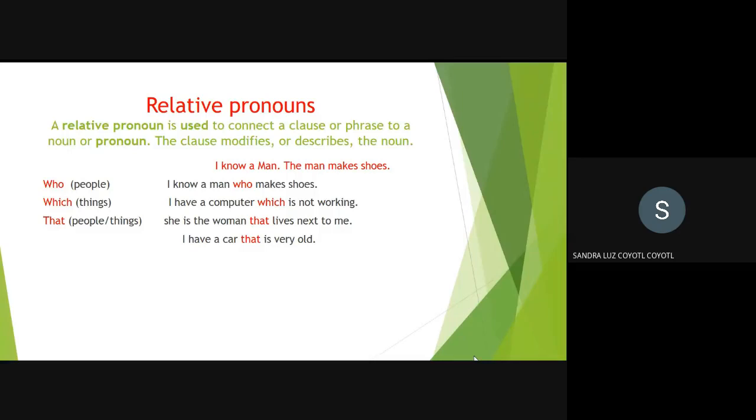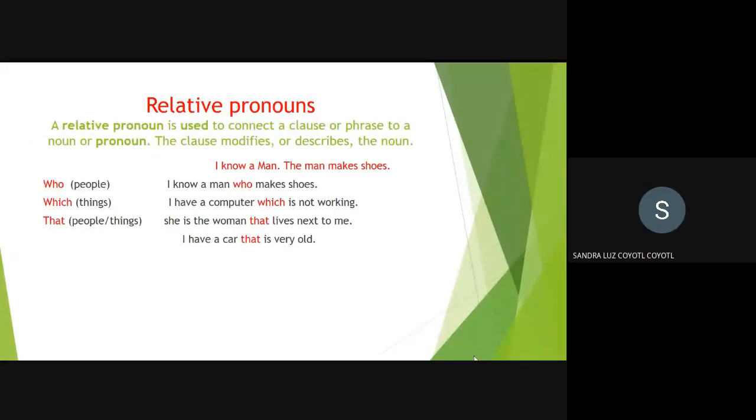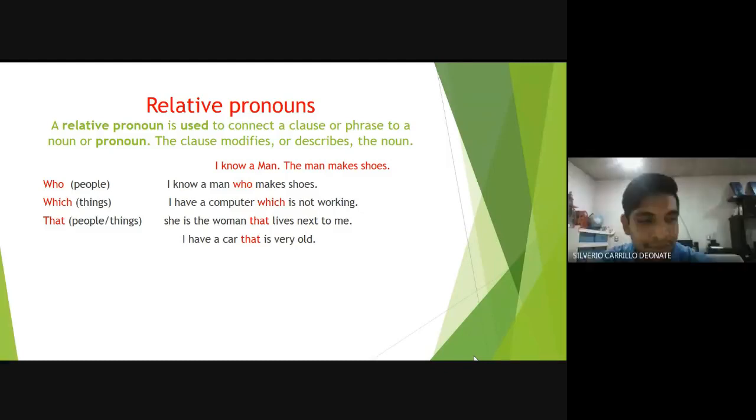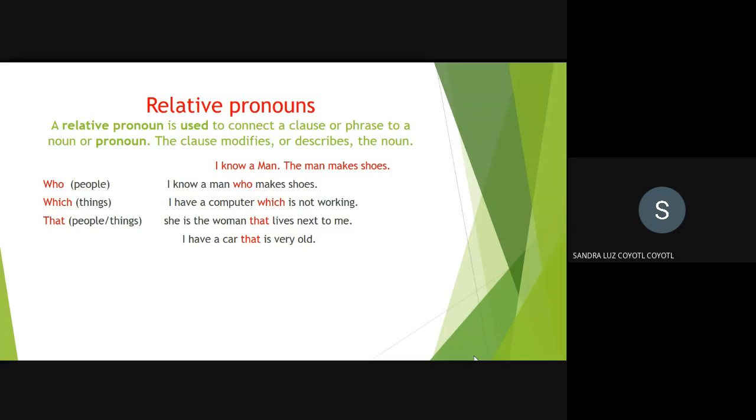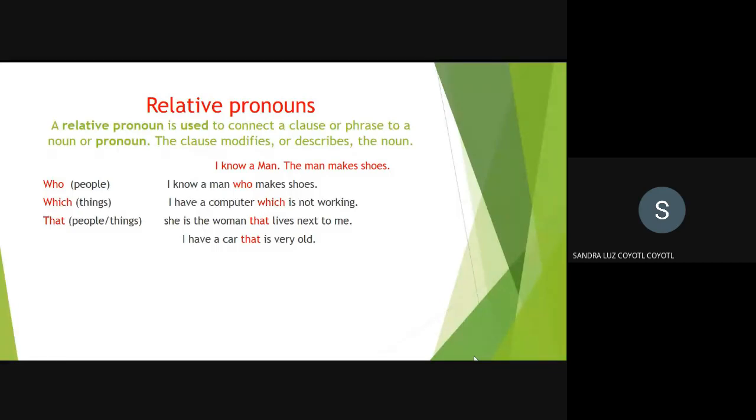I have a sister who is taller than me. Yes, taller than me. I know a man who plays soccer in the afternoon. Excellent. I have a blouse which is pink. I have shoes which are new. Good.